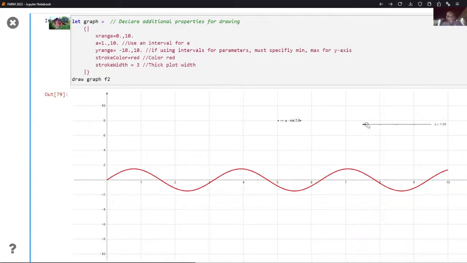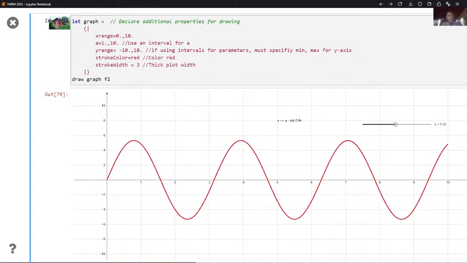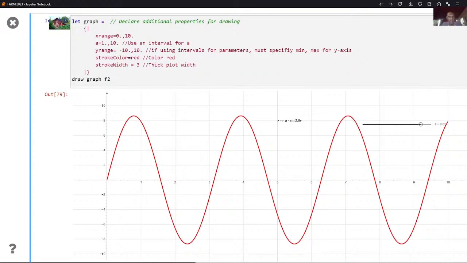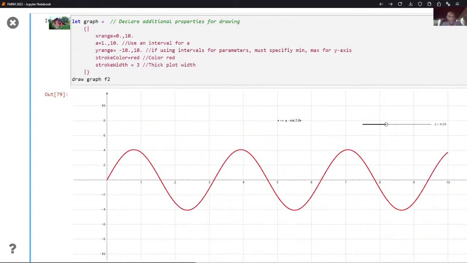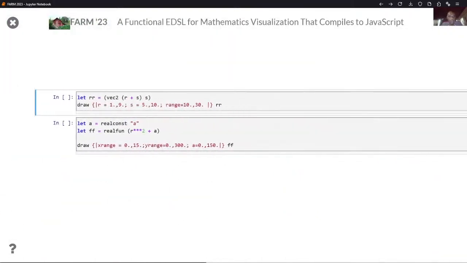We have a slider here, and we can use the slider to increase the value of that particular constant a. This changes the visualization dynamically. Even though it's a more complex visualization, the syntax is still relatively simple. You don't need to use JavaScript or anything like that to get this sort of interactive visualization.